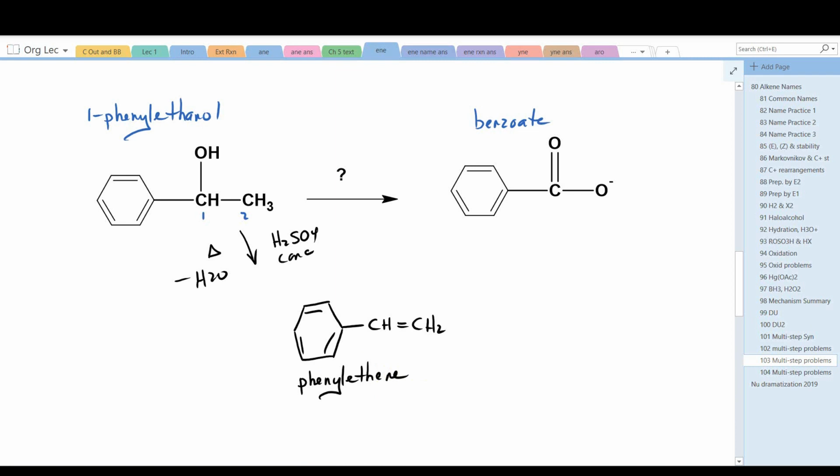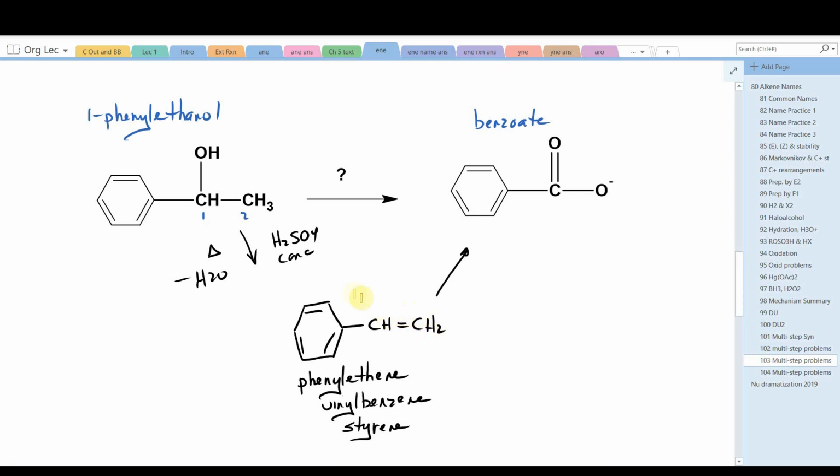There's several common names in use. It's also called vinyl benzene, if you recognize the vinyl group. And styrene is another common name for this. In any case, how are we going to get it from phenylethene to benzoate? One of the things you want to take note of is that we're losing a carbon.